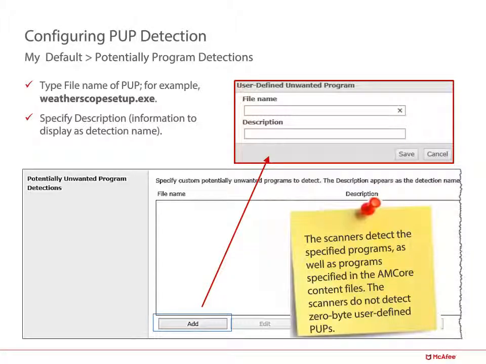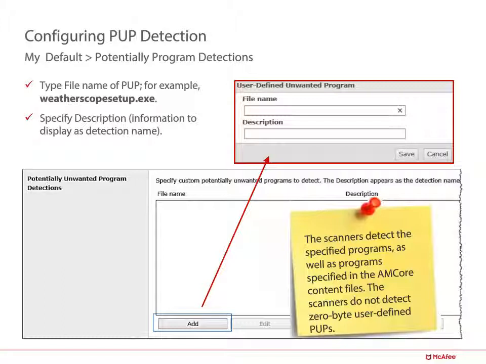To configure any potentially unwanted programs that you want to detect that are not normally in our DATs, you can go to the policy, click the Add button, and select one or more custom unwanted programs. Unfortunately, you cannot use a browse button. You actually have to type in the file name, put in a description, and then save it. If you want more granularity, we would recommend that you use the access protection rules for your detection.